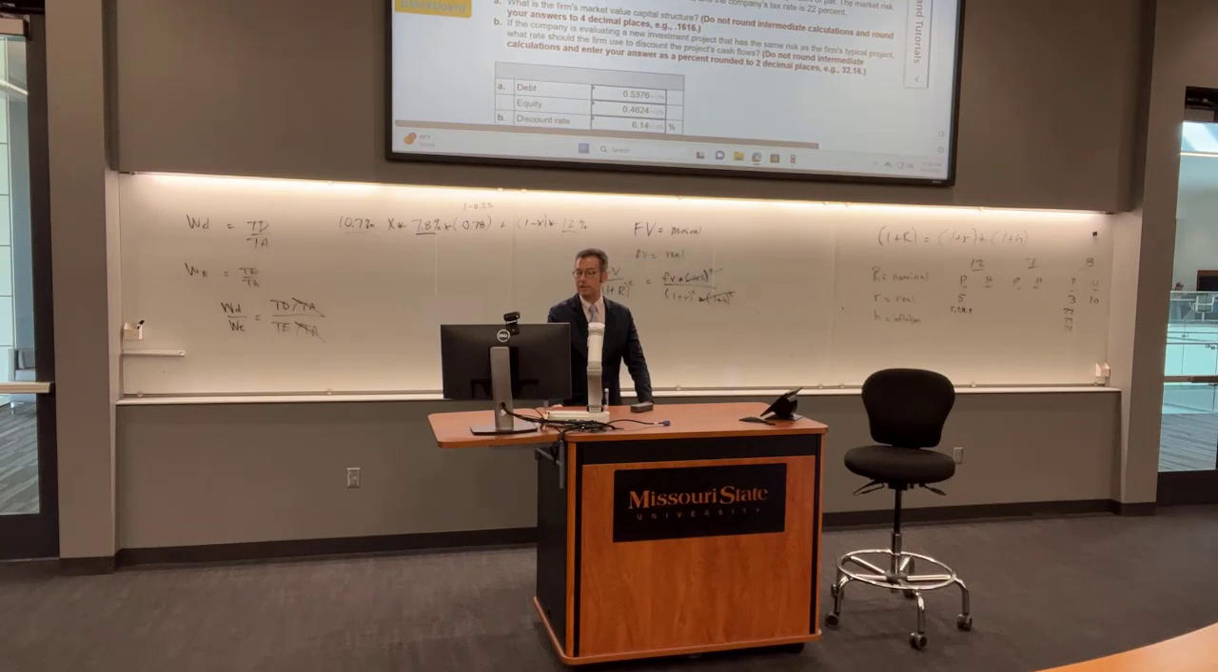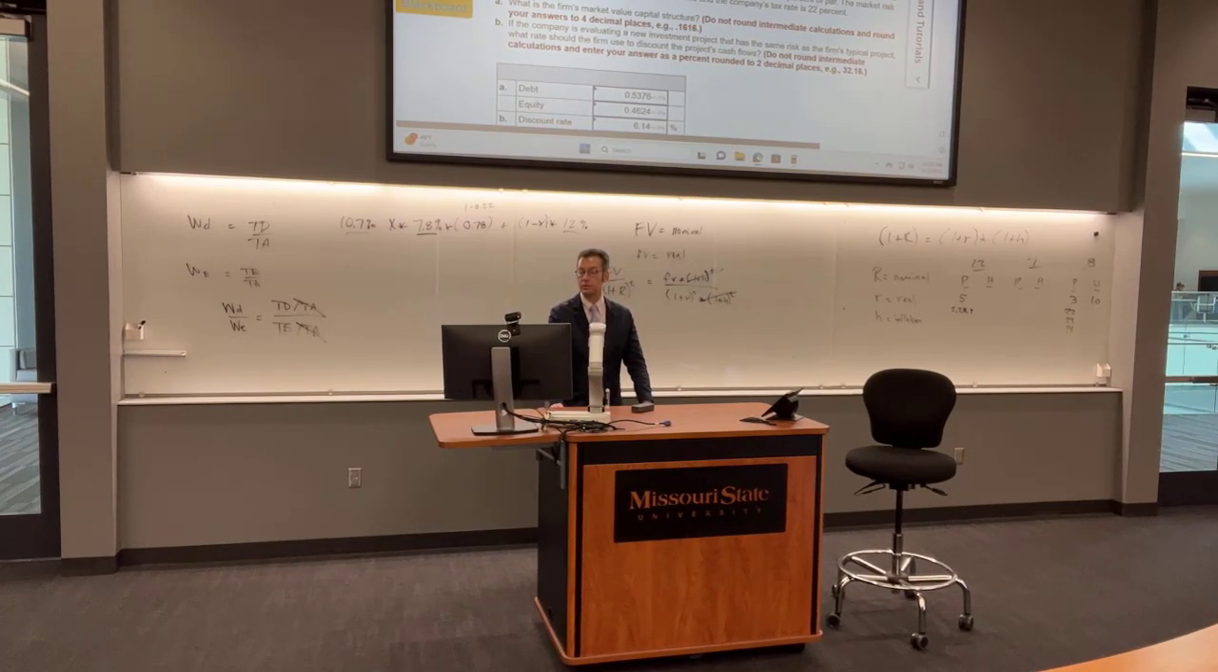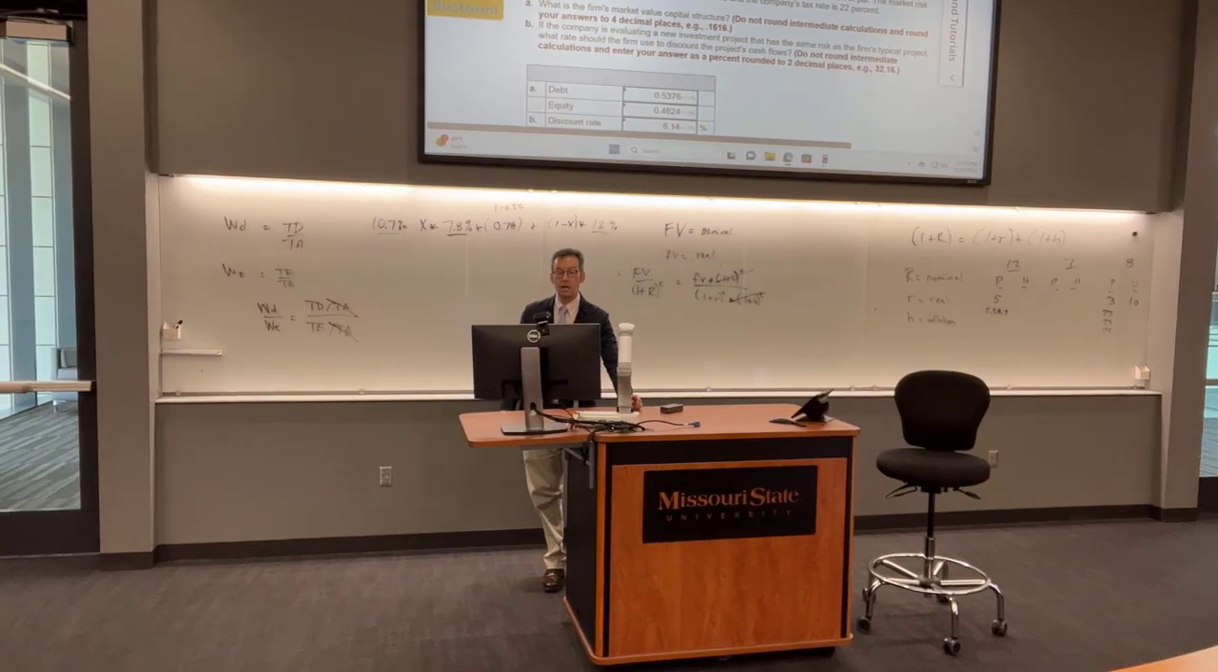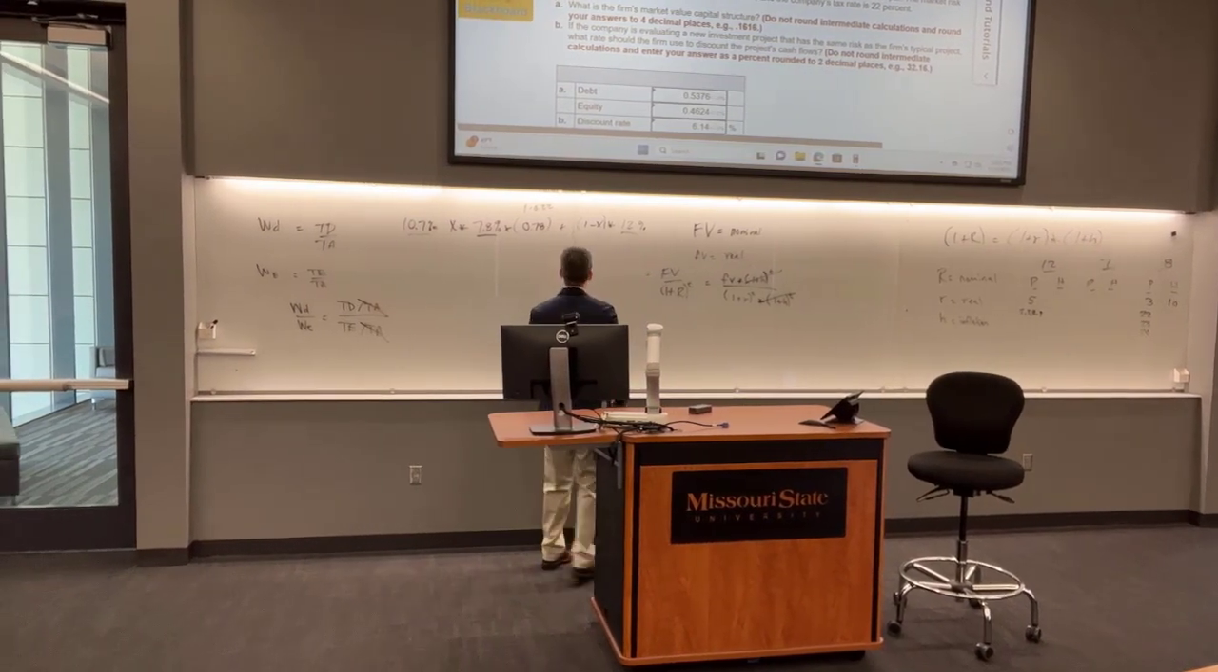Brodsky Metals has 8.2 million shares of common stock and 260,000 4% semi-annual bonds outstanding, par value $1,000 each. Common stock currently sells for $30 a share and has a beta of 1.1. The bonds have 10 years to maturity and are selling for 110% of par. The market risk premium is 7%. T-bills are yielding 3%. The company's tax rate is 22%. And they're asking, first of all, what's the market value of its capital structure? How would I do that?